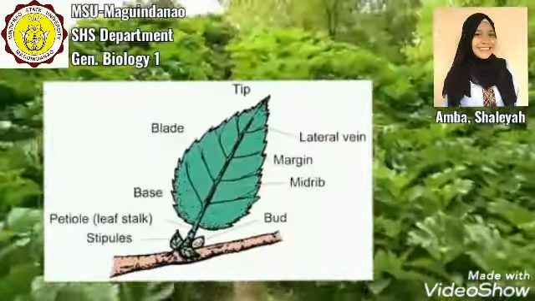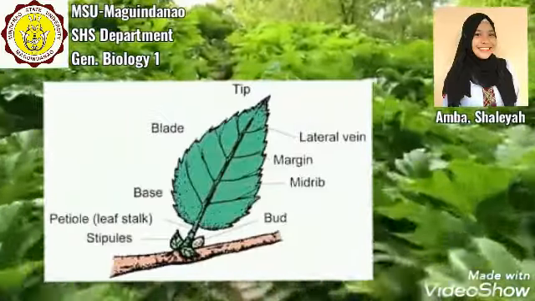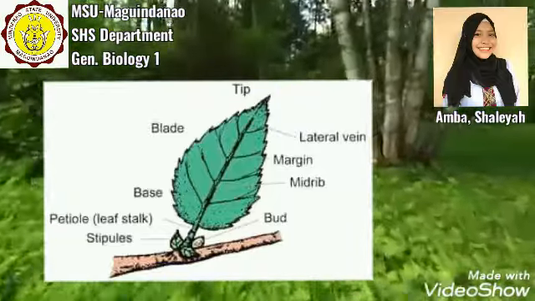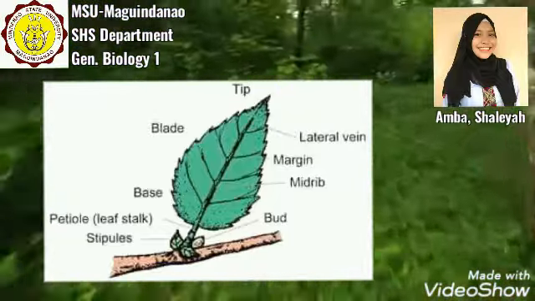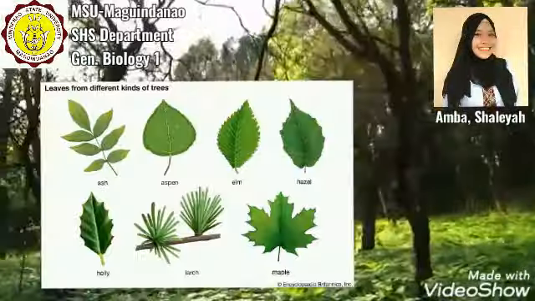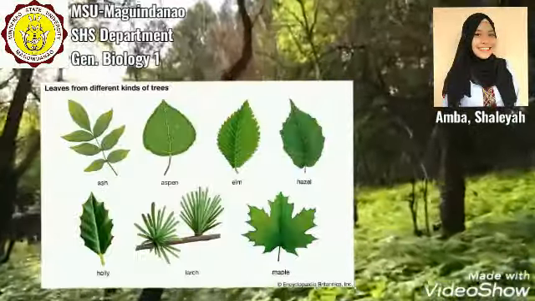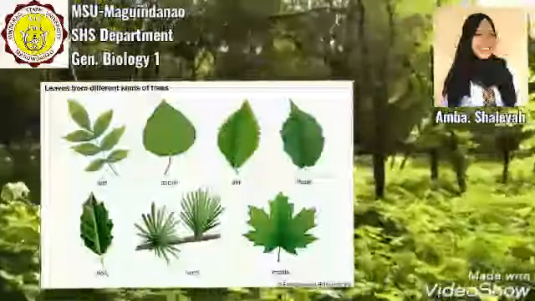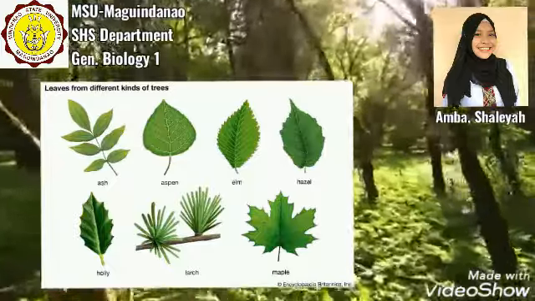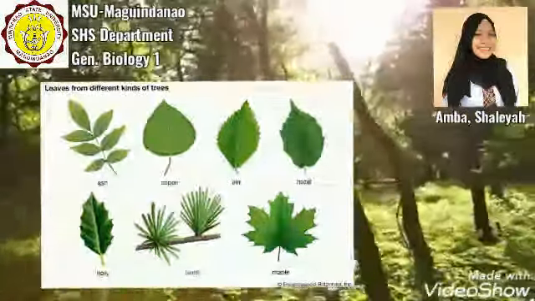Next is the parts of the leaf. So we see the tip, the blade, the base, the petiole, the stipules, the lateral vein, the margin, the midrib, and the bud. So here are some different kinds of leaf. We have the ash, the aspen, the elm, the hazel, the holly, the larch, and the maple.